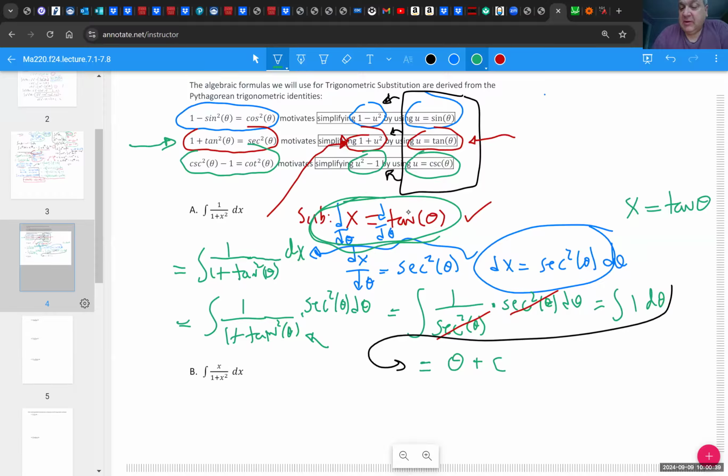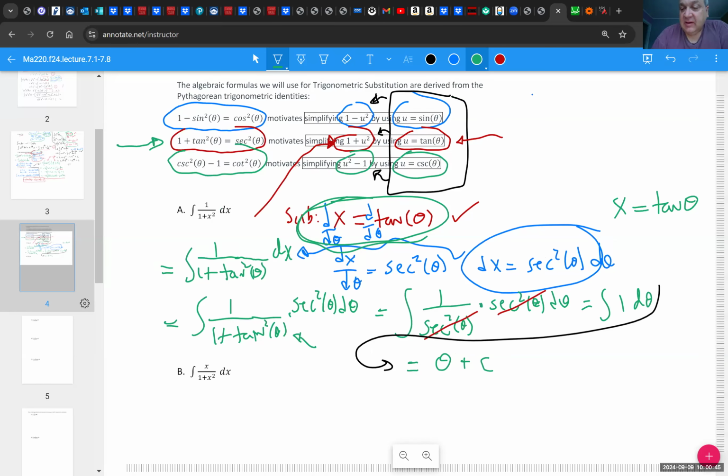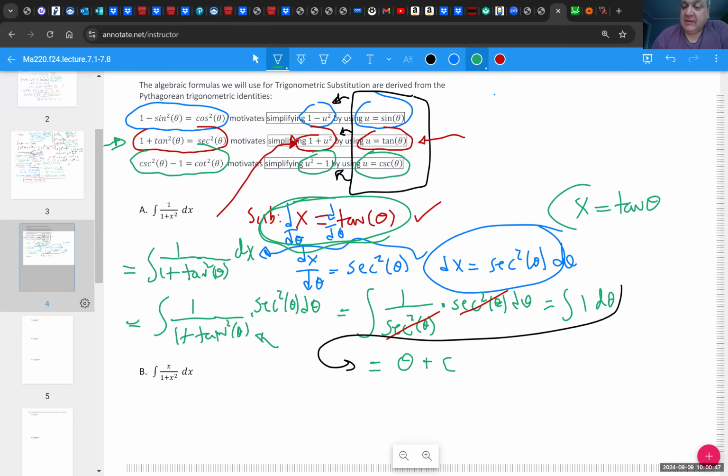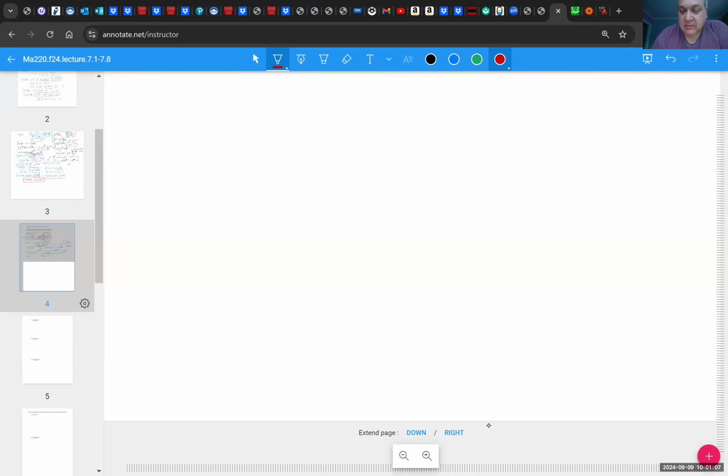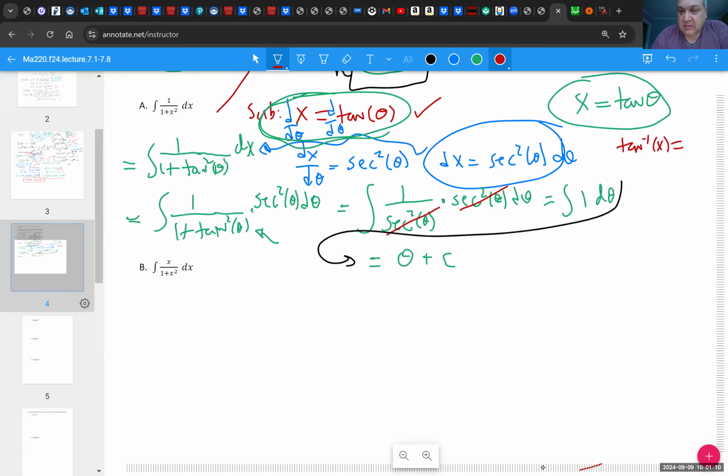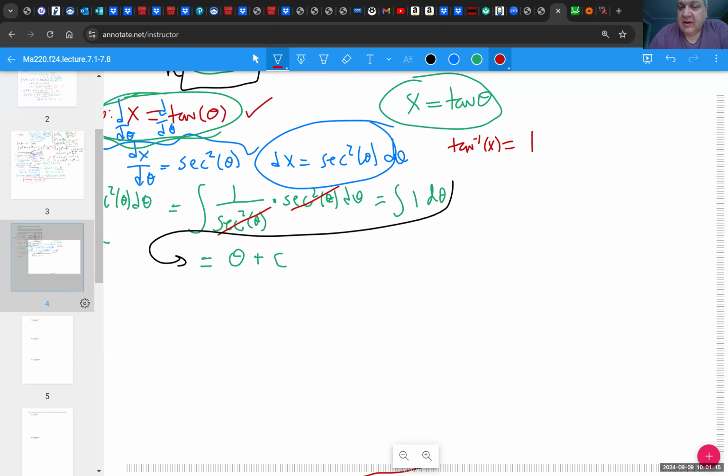Now we have to know what theta is, and our substitution isn't solved for theta. Our substitution says x equals tangent theta. So we're going to have to solve for theta. This requires a little bit of knowledge of trigonometry. To solve for theta, we have to get rid of tangent. Dividing by tangent doesn't get rid of tangent. You have to use the inverse tangent. So inverse tangent of x equals inverse tangent of the tangent of theta.